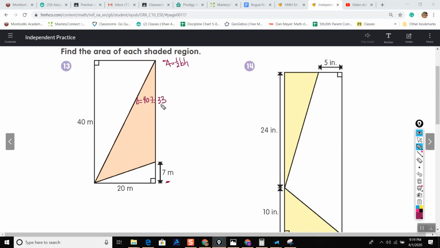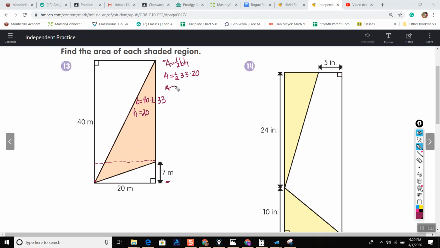So now we know we have a base of 33, and our height right here, perpendicular, would go up to the highest point, which is right here. Or we could even use this right here. So we have a height that is 20. So let's go ahead and fill our information in. We have 1/2 of our base, which is 33, and our height, which is 20.